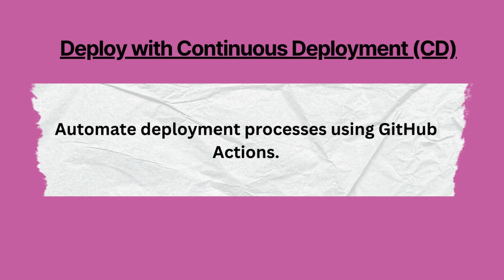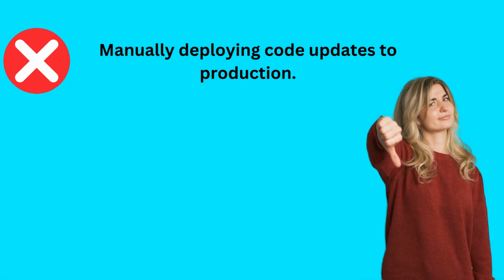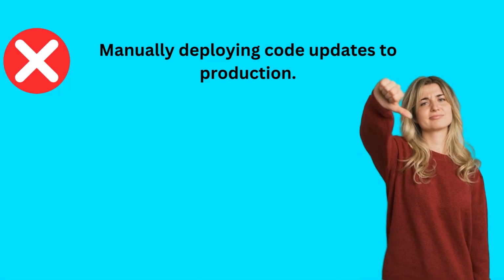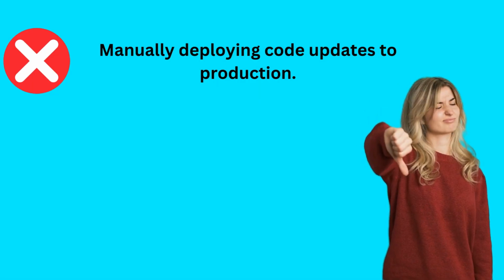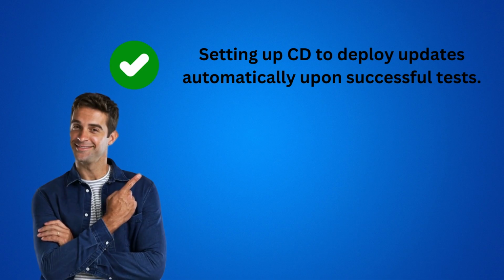Deploy with continuous deployment. Use continuous deployment to automatically deploy your code once it passes all tests. By setting up continuous deployment with GitHub Actions, you ensure that updates are rolled out smoothly without the risk of human error. It saves time, reduces stress, and ensures that your production environment stays stable and up to date.